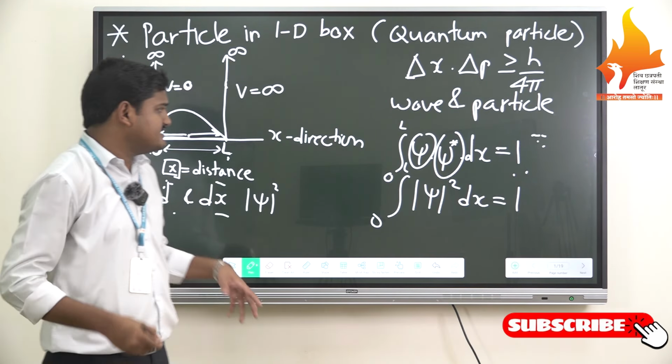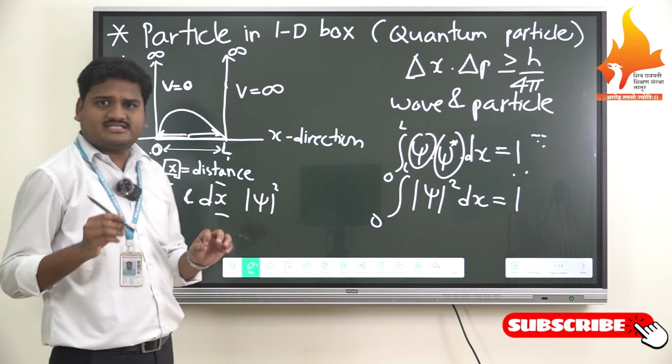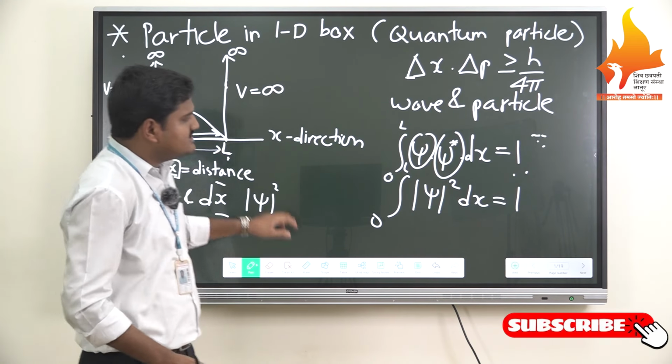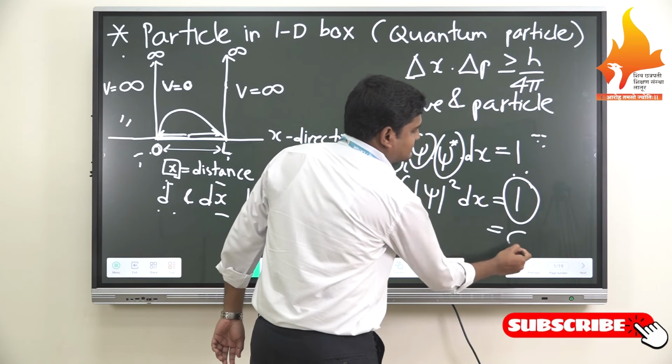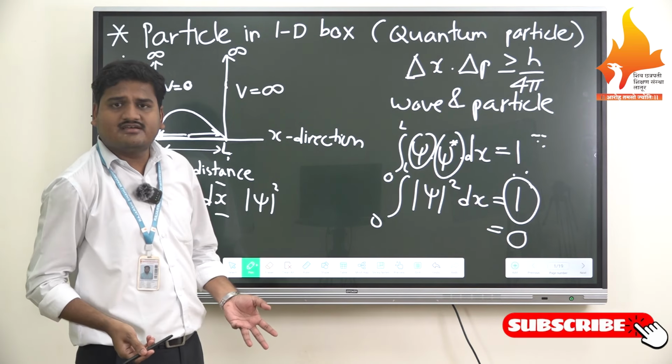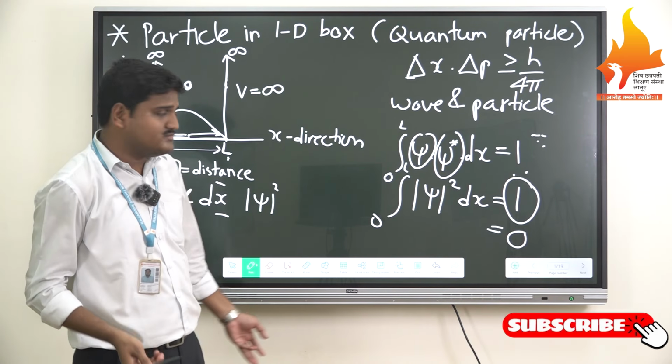So we can confidently say that the particle must exist within the well. So the probability of finding that particle is 1. If the probability is 0, then the particle cannot exist inside the system.